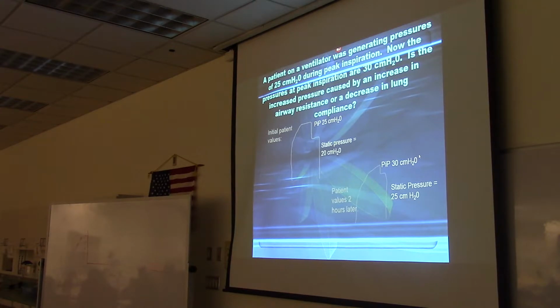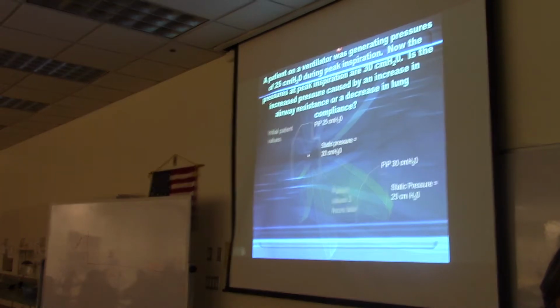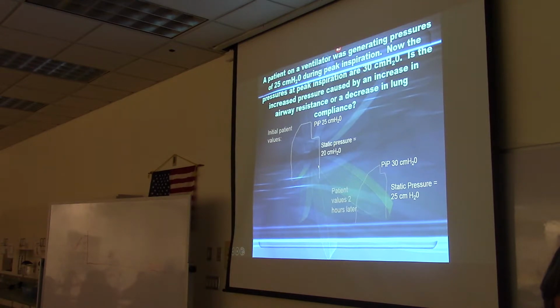All right, a patient on a ventilator was generating pressures of 25 centimeters of water during peak inspiration. Now, the pressures at peak inspiration are 30 centimeters of water. Is the increased pressure caused by an increase in airway resistance or a decrease in lung compliance? So it tells you initial patient values, peak pressure 25 centimeters of water, static pressure or plateau pressure 20 centimeters of water. And then 2 hours later, peak pressure is 30, static pressure is 25. So is that from an increase in airway resistance or a decrease in lung compliance?